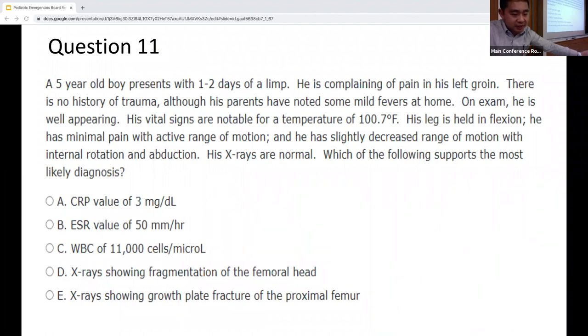His leg is held in flexion. He has minimal pain with active range of motion. He has decreased range of motion with internal rotation and abduction. His x-rays are normal. Which of the following supports the most likely diagnosis?